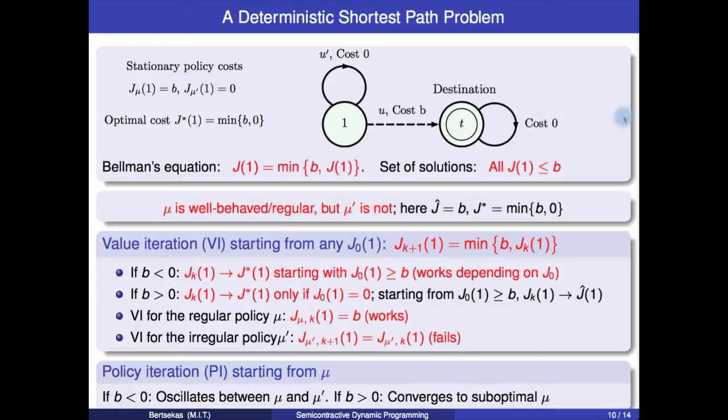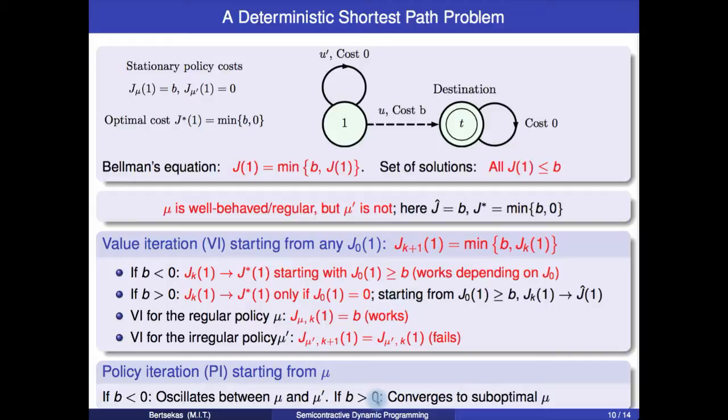If B is less than 0, when it is optimal to go straight to T, something very strange happens. Policy iteration can oscillate between the optimal policy, which is mu, and the strictly suboptimal policy, which is mu prime. It can go up and down and never converge.